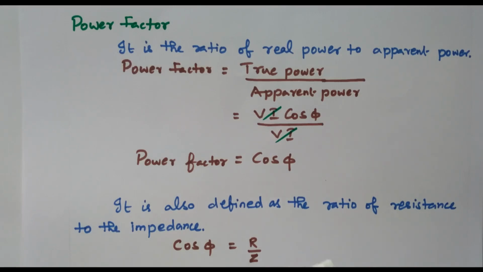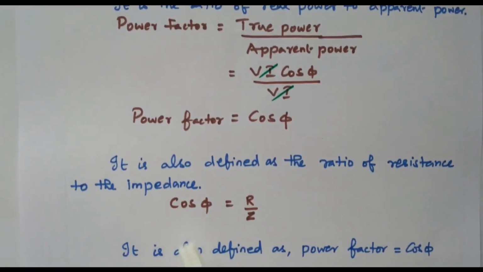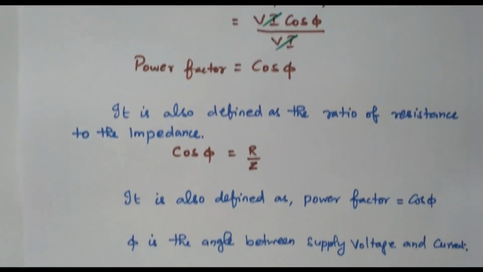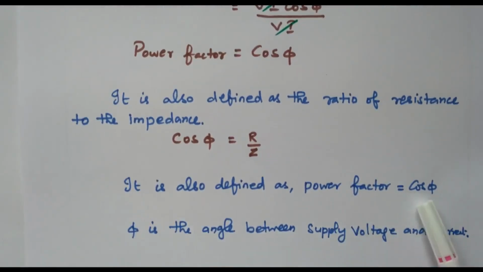For getting a better result, the angle between current and voltage should be 0. So if it is 0, the power factor will be 1. Right? So power factor is nothing but cos of angle between current and voltage. It is also defined in another form. Cos phi can also be calculated from the impedance triangle, R divided by Z. So power factor is nothing but cos phi, where phi is the angle between supply voltage and current.